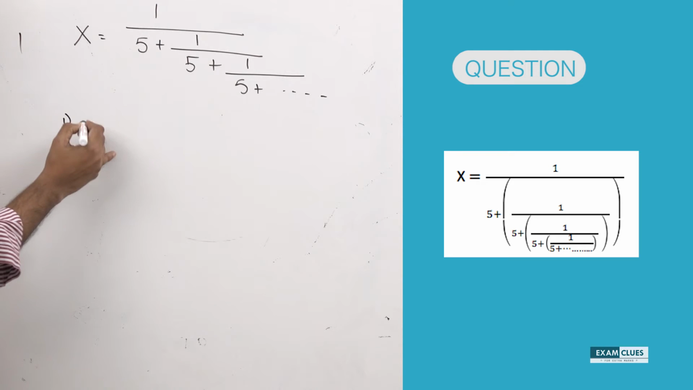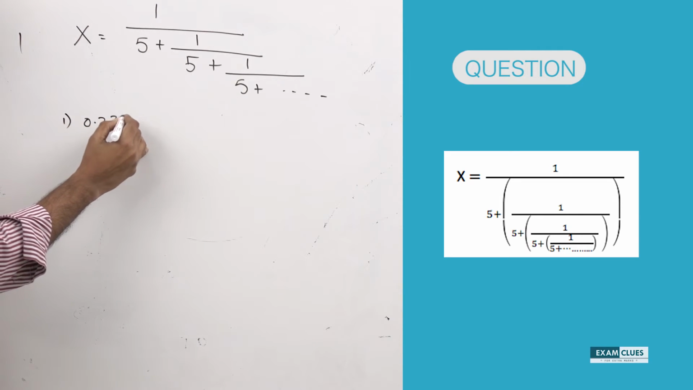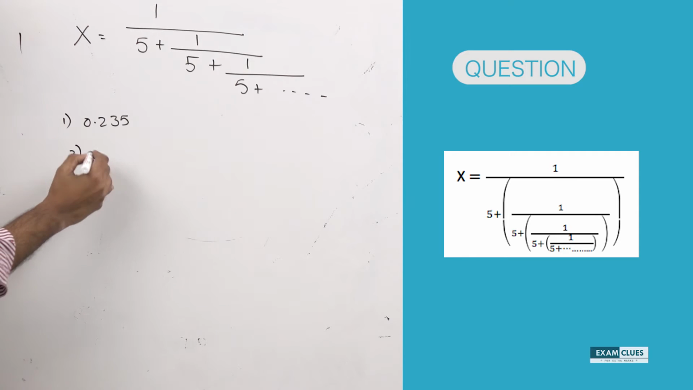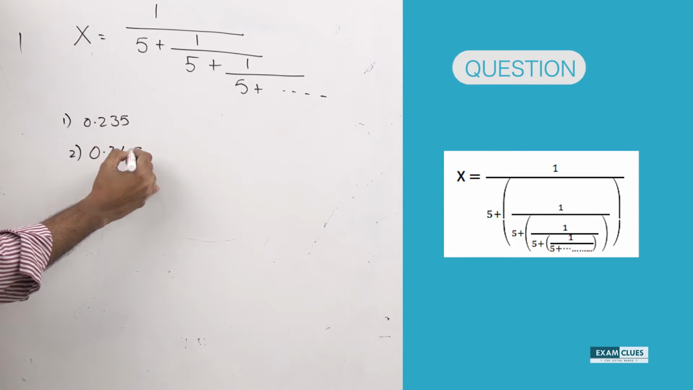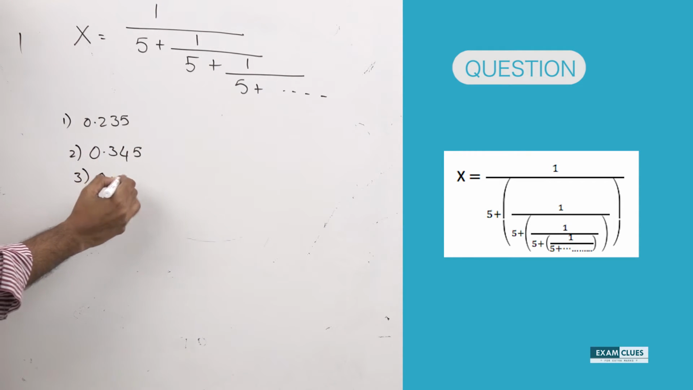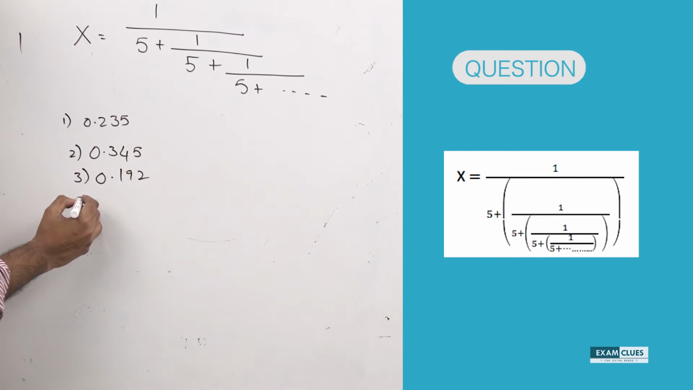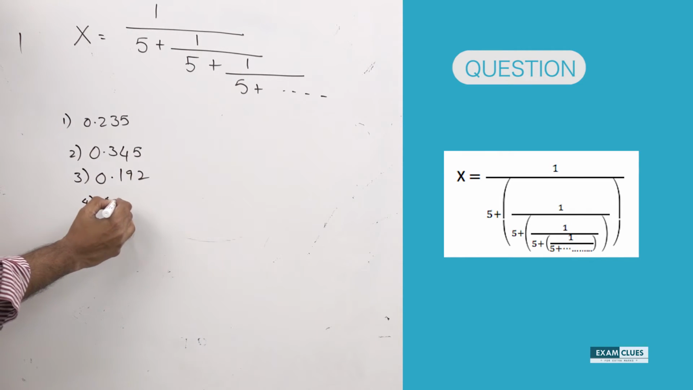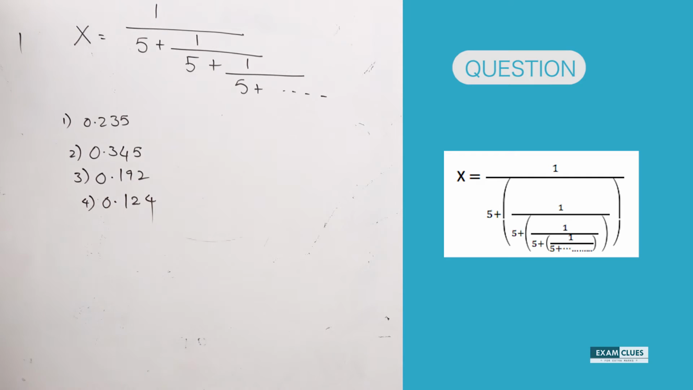The first answer given is 0.235. Second answer given is 0.345. Third option, 0.192. Fourth option, 0.124. First of all, how to solve this question?